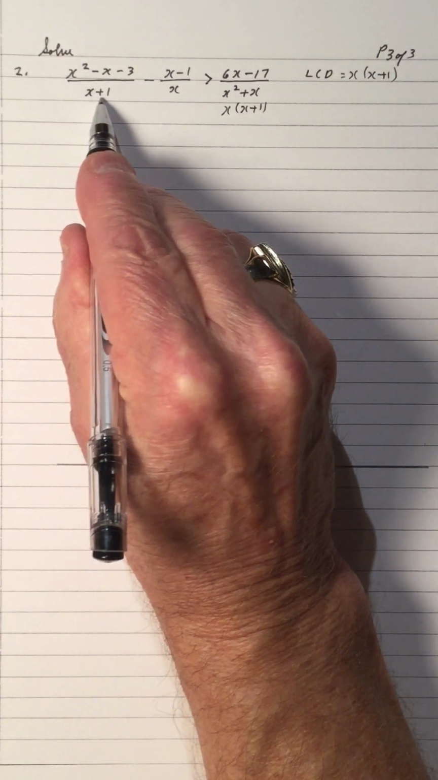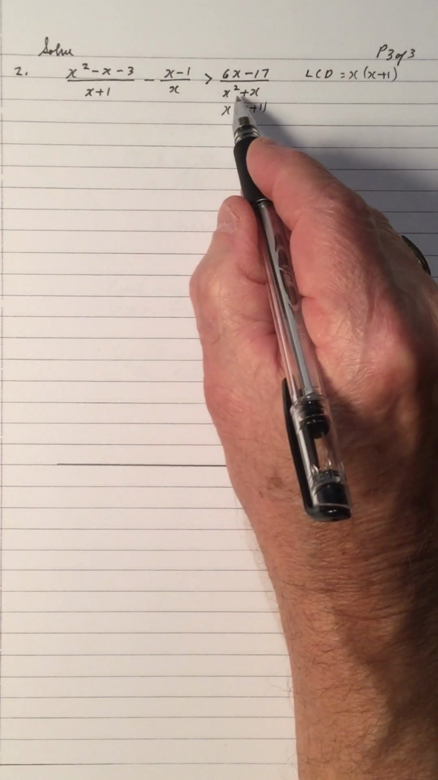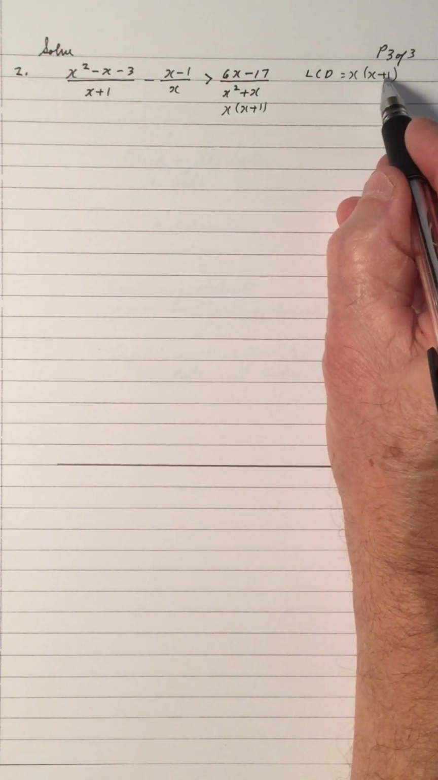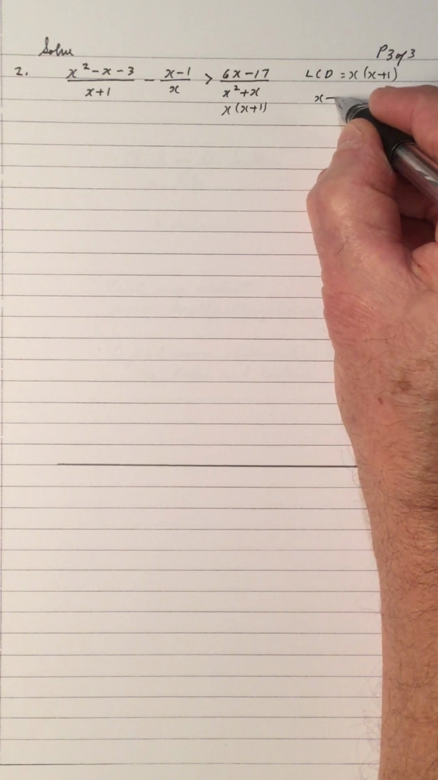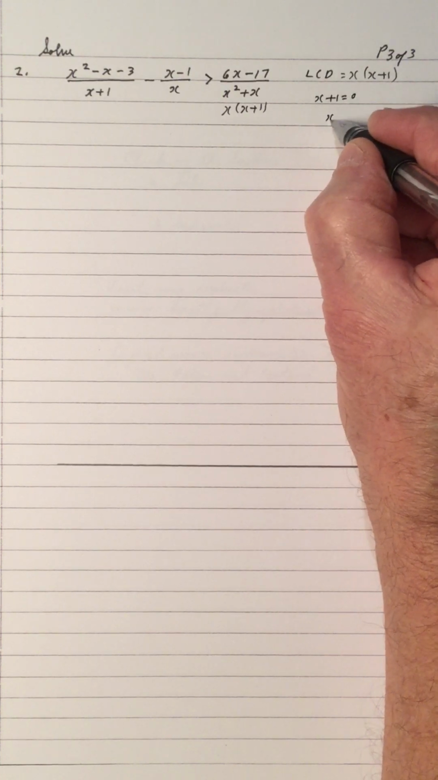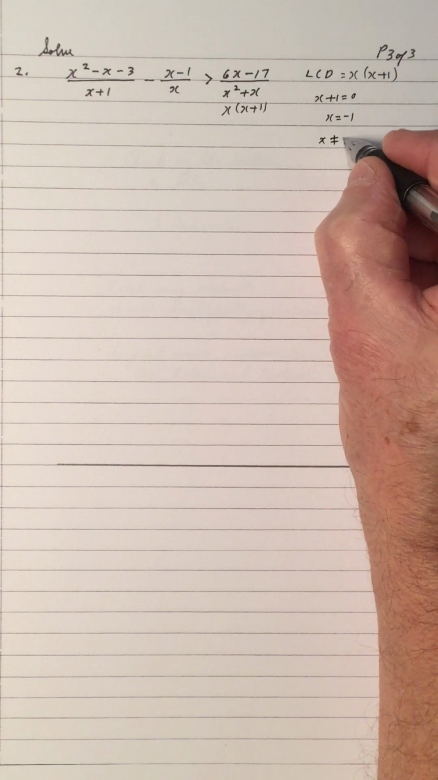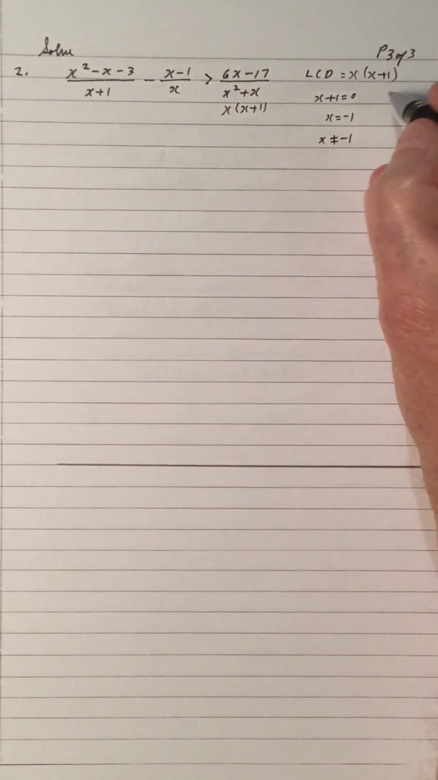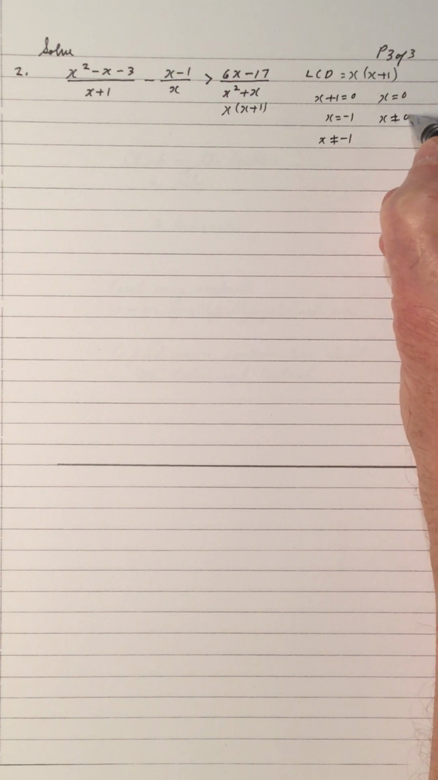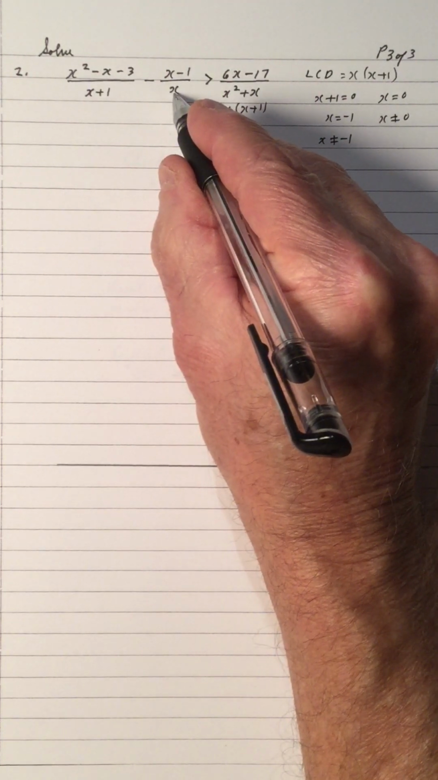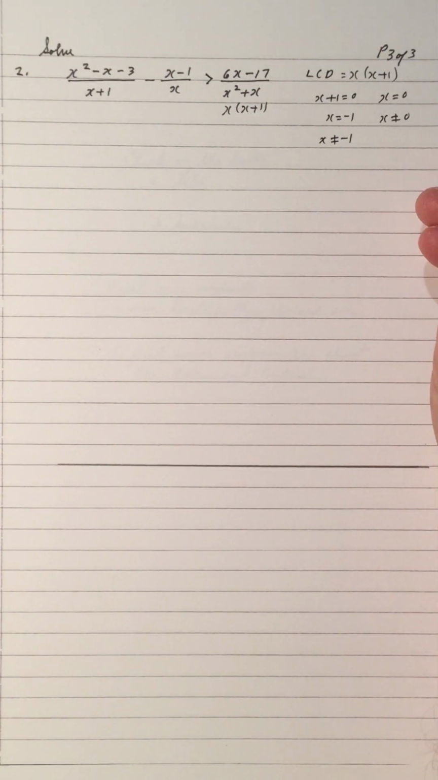So this denominator, x plus 1, is in here. X is right there. And x times x plus 1 is itself. So that's the LCD. And we also got to remember that x plus 1 equals 0, x is -1. That means we cannot have x be -1 because it makes the denominator 0. X equal to 0, we can't have x equal to 0 because this denominator becomes 0. So we cannot have -1 and 0.